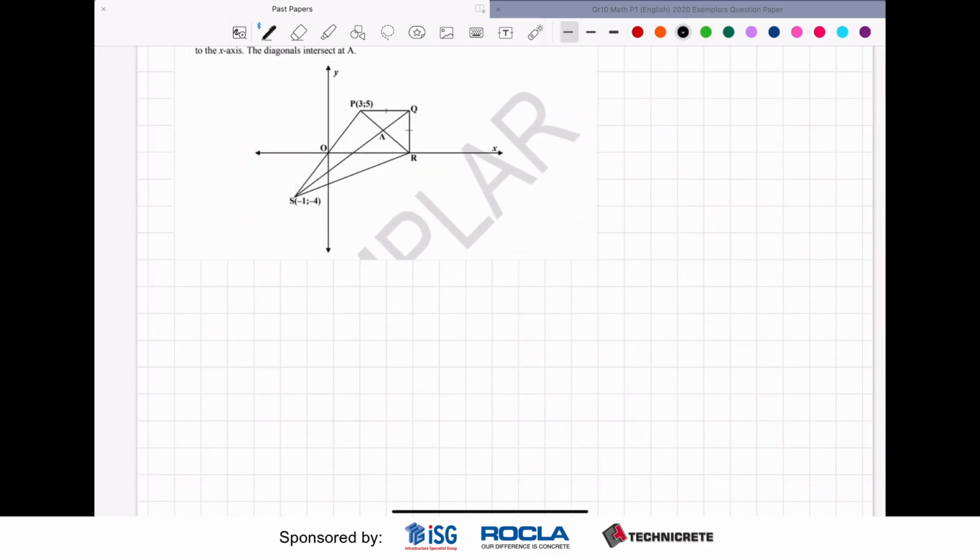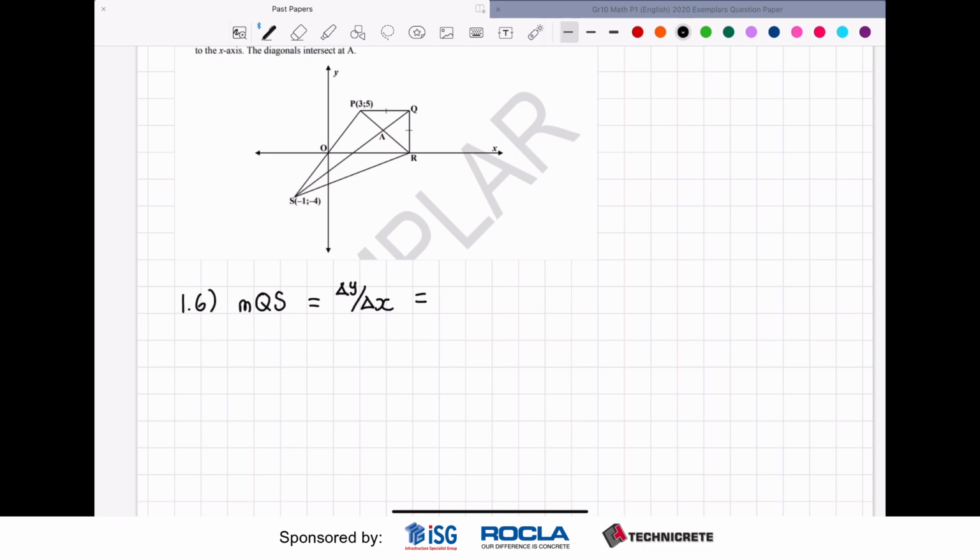Then on to question 1.6. We're asked to show that PR is perpendicular to QS, and we can do that by comparing the gradients, because we know that the gradients of perpendicular lines are the negative inverse of each other. So let's first find the gradient of QS. So M_QS is the rise over run, so it's going to be the change in y over the change in x.